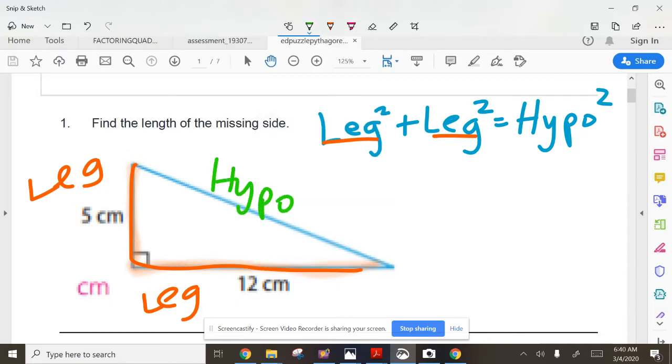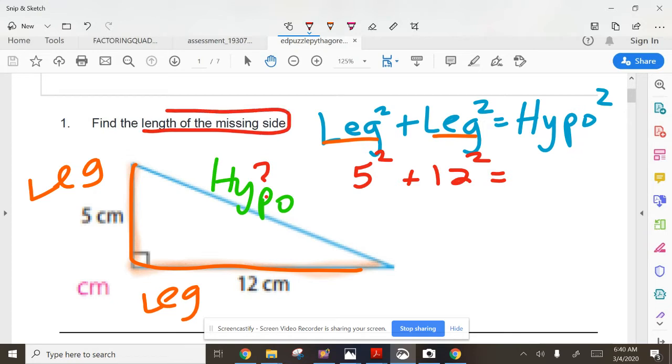So let's go ahead and attack this problem. We're going to plug in the certain parts of this. So if I put 5 squared plus 12 squared equals my hypo, I don't have anything here for it. It's just basically a question mark wondering what it is. That's the whole idea of this Pythagorean theorem, to find the missing side. So what we're going to do for that, we're just going to call it x. And you guys are familiar with that. So we're just going to call it x squared.